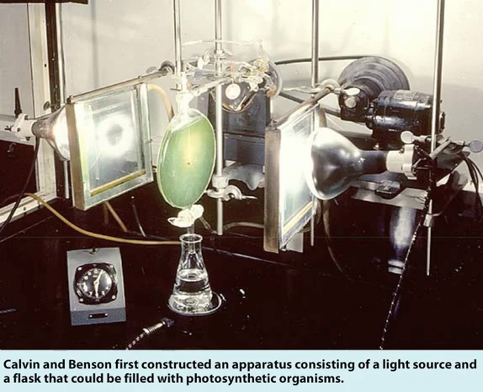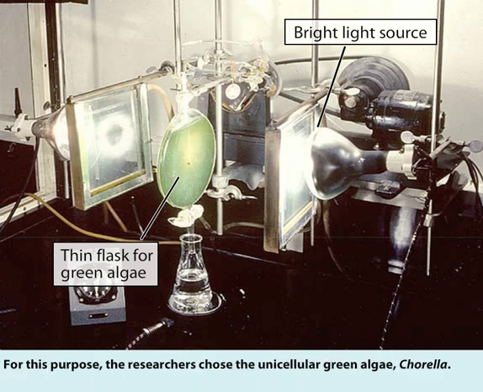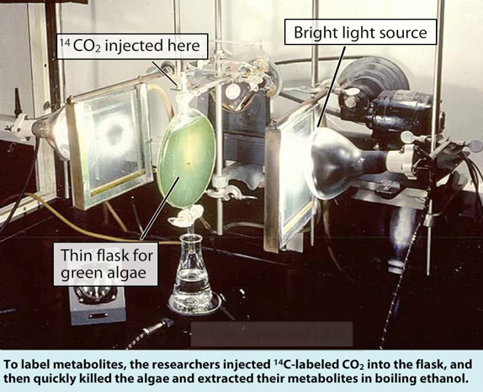Calvin and Benson first constructed an apparatus consisting of a light source and a flask that could be filled with photosynthetic organisms. For this purpose, the researchers chose the unicellular green algae chlorella. To label metabolites, the researchers injected carbon-14 labeled CO2 into the flask and then quickly killed the algae and extracted their metabolites in boiling ethanol.